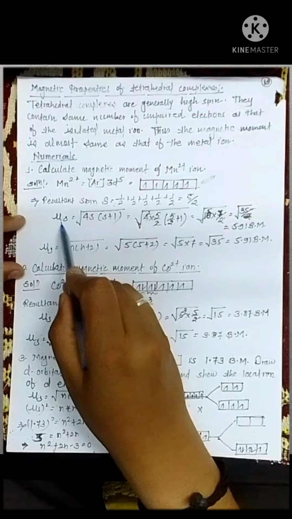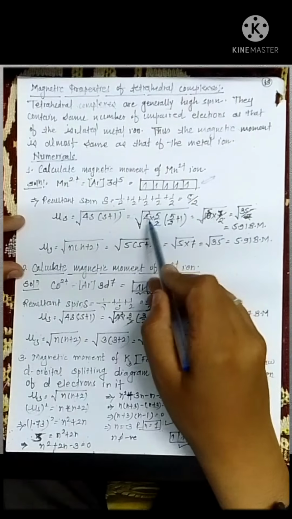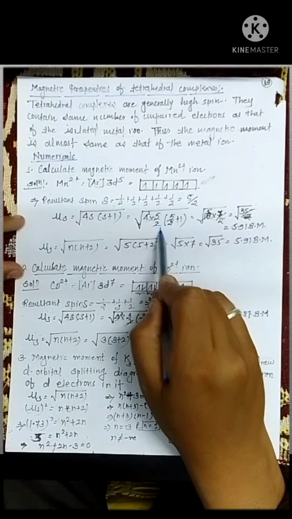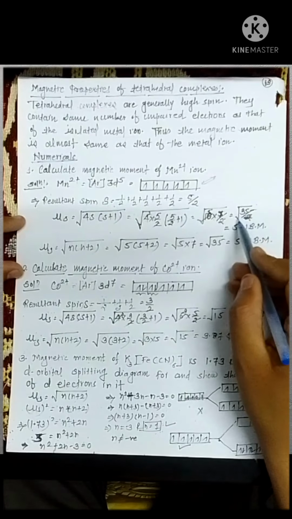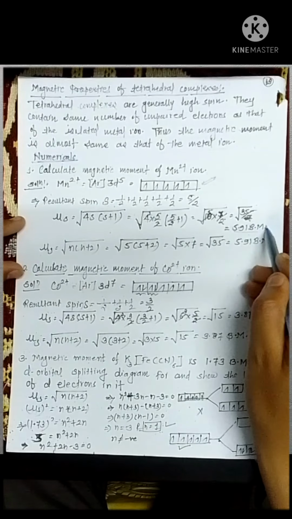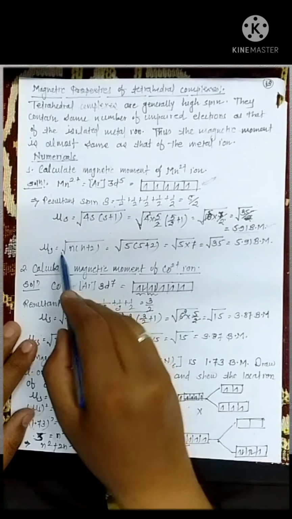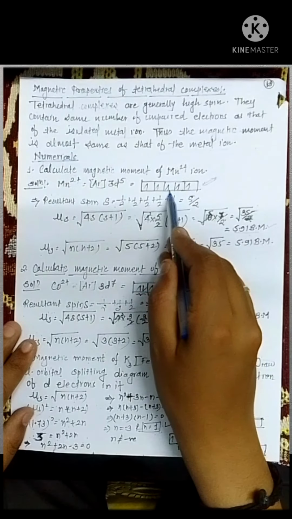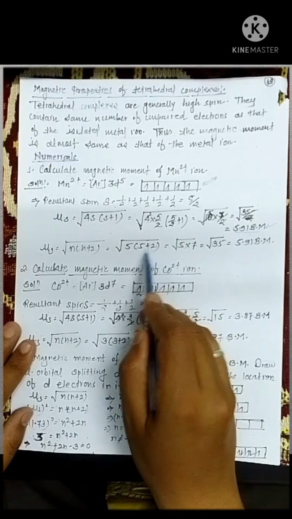Now we are going to take the formula under root of 4S(S+1) and put the value of capital S into this formula. So 4 multiplied by 5 by 2 into bracket 5 by 2 plus 1. When we solve this, we get under root of 35, which is 5.91 Bohr magneton. It can also be solved by another formula, that is under root of n(n+2). The number of unpaired electrons in this case is 5, so n is 5. So 5 into bracket 5 plus 2, which is 7.